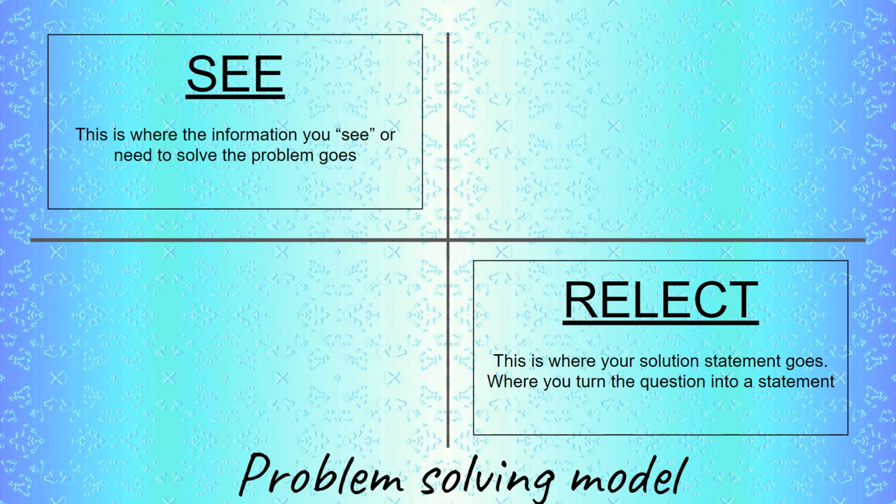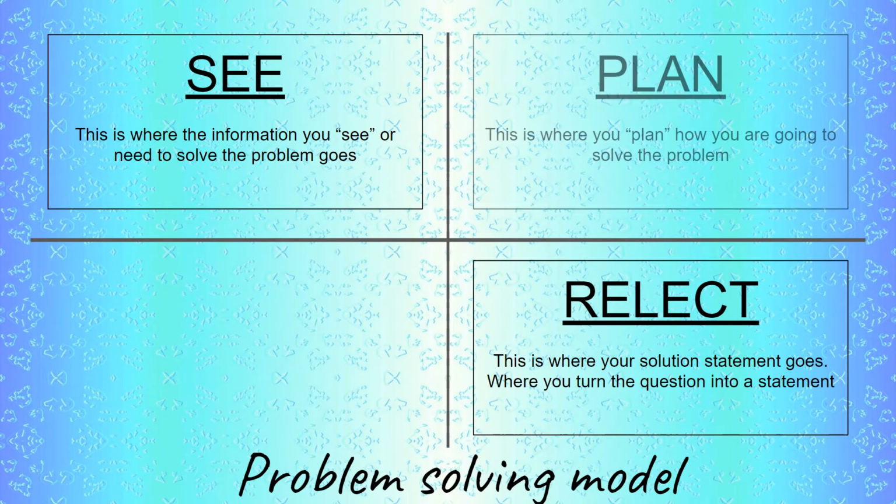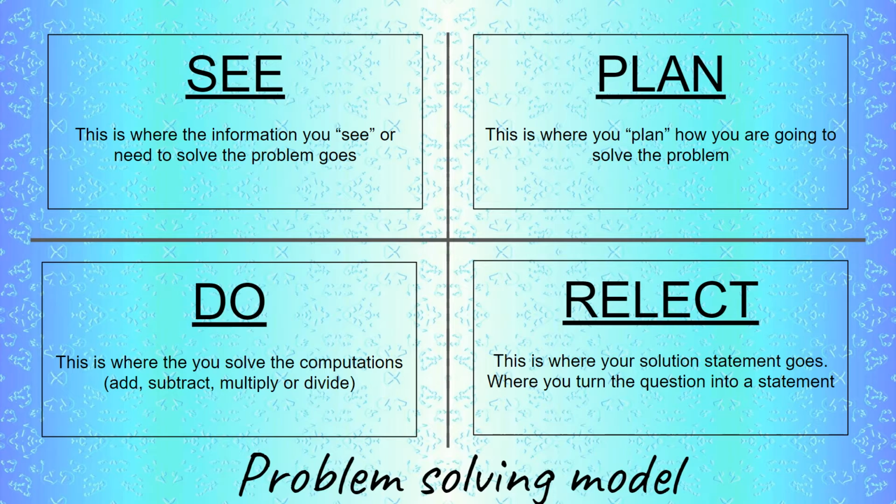Our second one is C. This is where the information you see or need to solve the problem goes. So these are usually the numbers in the problem. Then we have our plan. This is where you plan how you are going to solve the problem. And our do. This is where you solve the computations. What that means is this is where you add or subtract or multiply or divide. You actually do the work. So please make sure this is in your math journal.